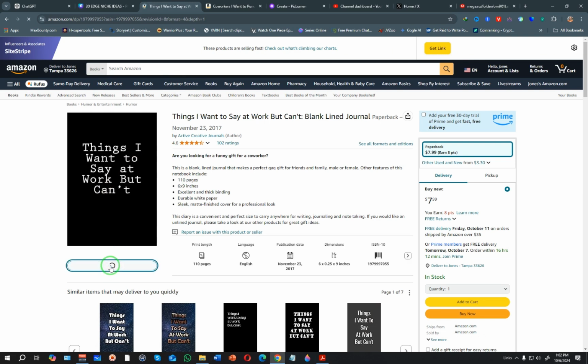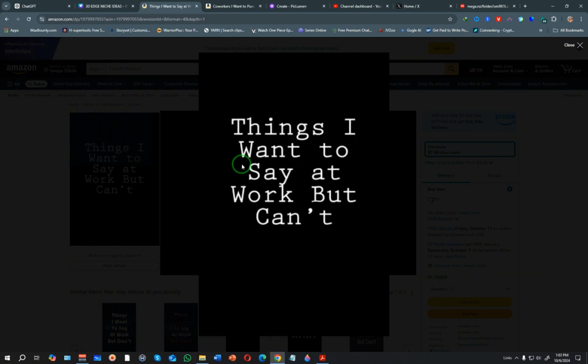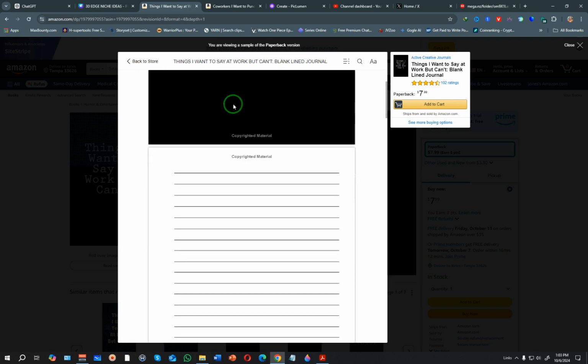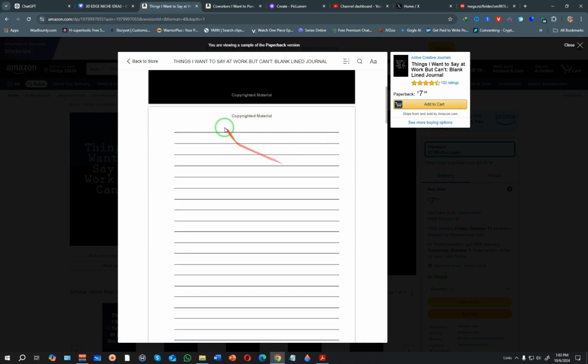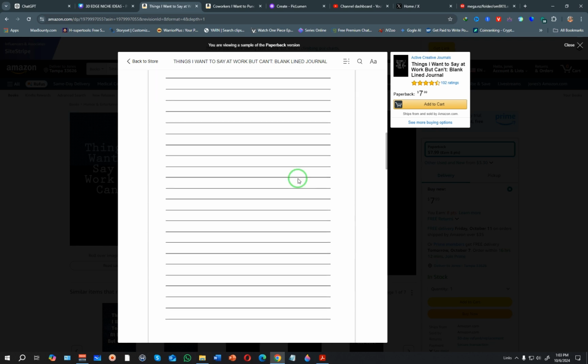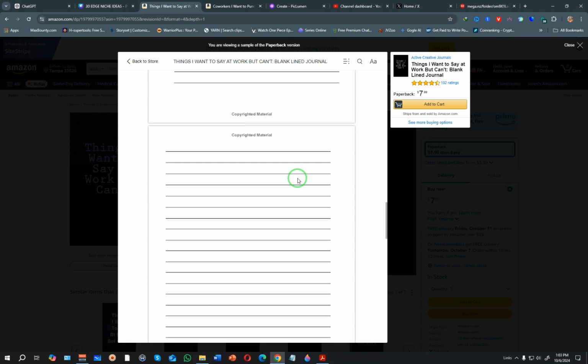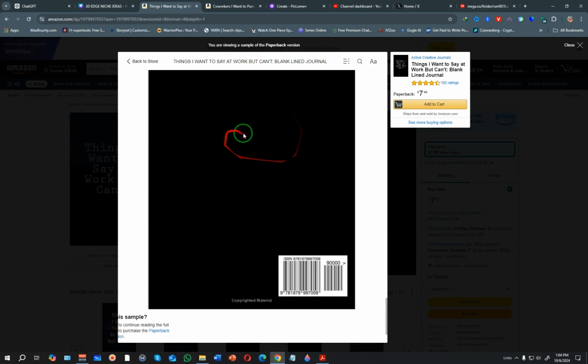You'll be surprised that this is actually just a lined page journal, and the only thing they did is put the exact words on the mind of that customer they are targeting on the cover image. You can see "Things I want to say at work but can't." That's the title of their cover. Now if we scroll down, you can see the only thing they have is lined pages, and that's the entire journal, and that's the power of targeting humans instead of keywords. And they have the back cover image without anything written on it.